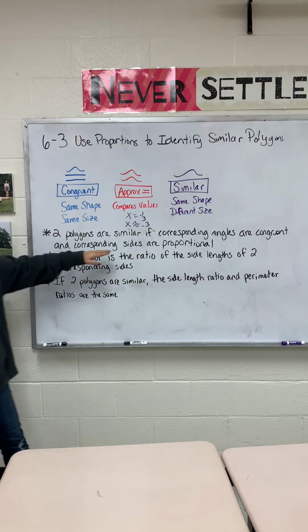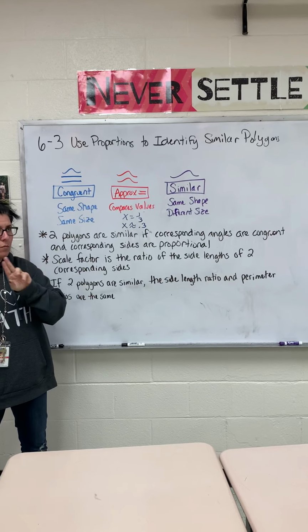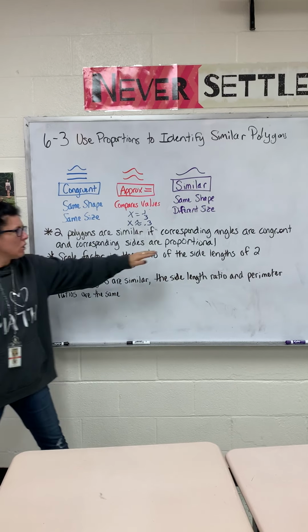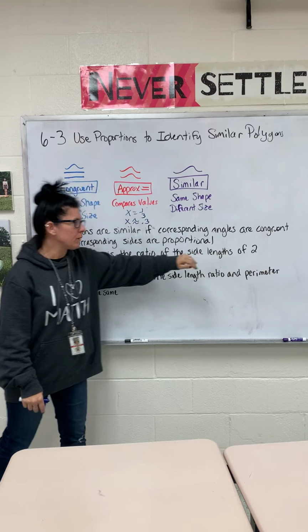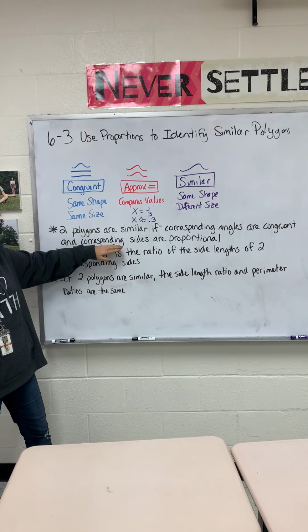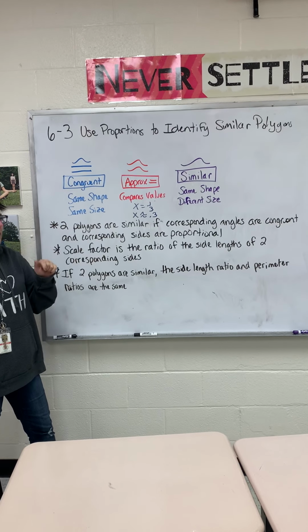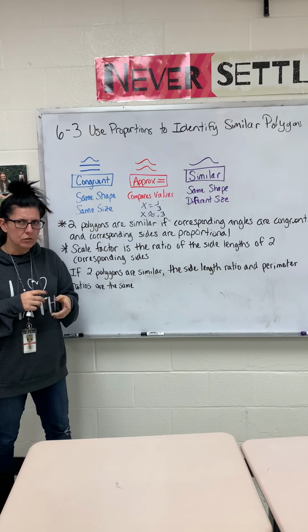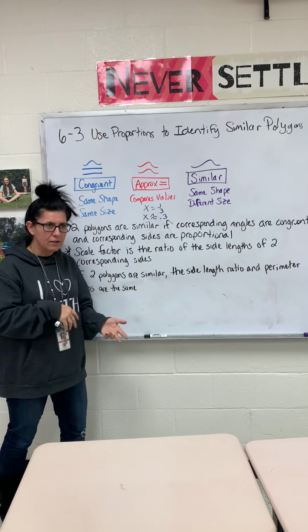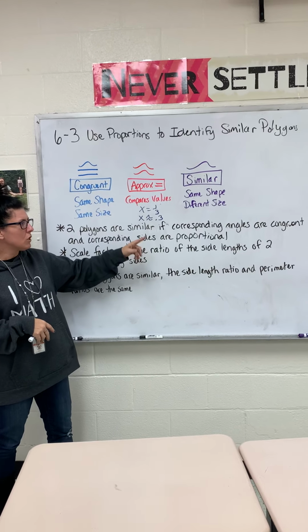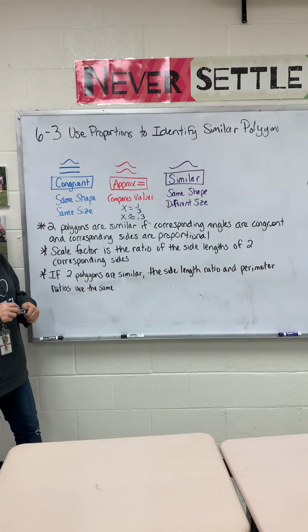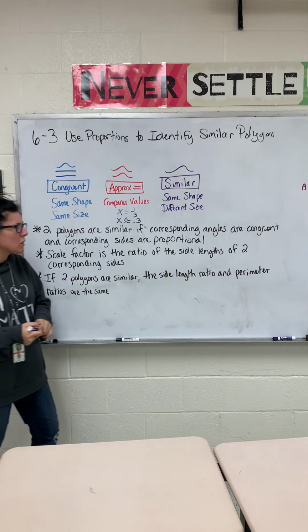Two polygons are similar. There's two important parts if they're similar. Corresponding angles are congruent. Corresponding sides are proportional. So remember, when we did congruent figures, all the angles are congruent, all the sides are congruent. This is a little different. Corresponding angles are congruent, corresponding sides are proportional.